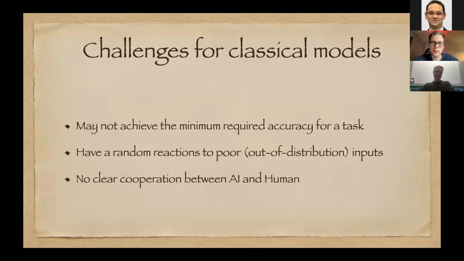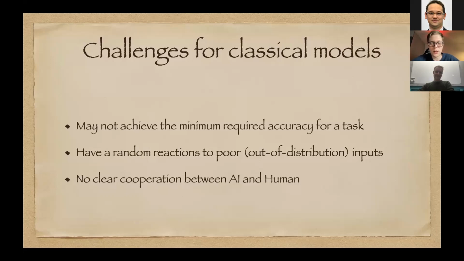Another problem is that in the typical scenario there is no clear cooperation between AI and human. If we see that the model is not performing well enough, then we just don't use it, and we go to another problem in the organization, instead of thinking how we can make this model, which may not be fully perfect, work, to at least offload some of the work from the human, which of course can be a very significant cost saving for many tasks.